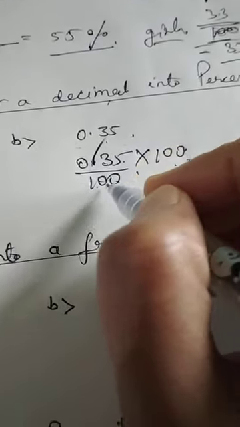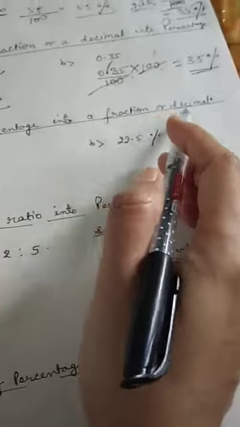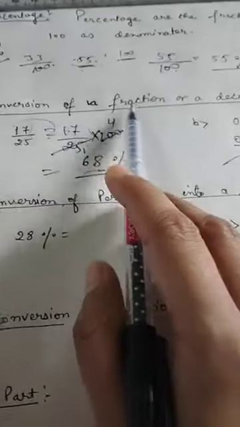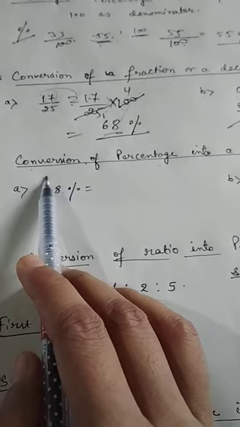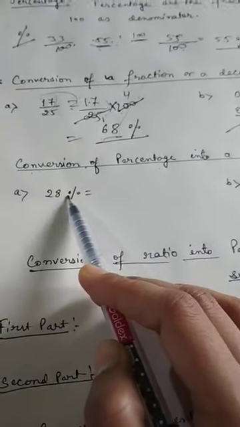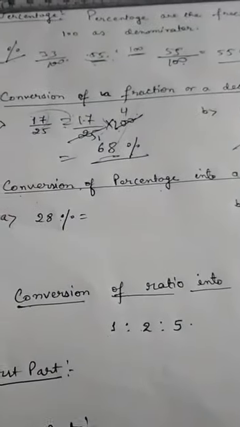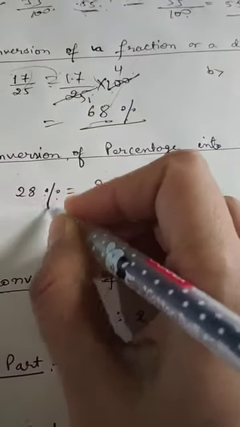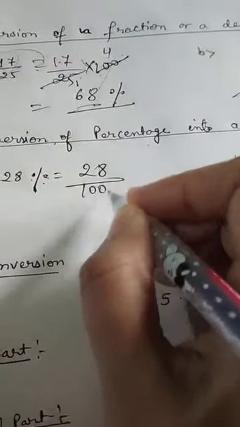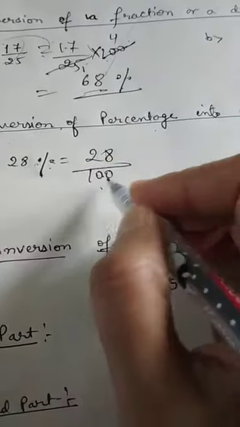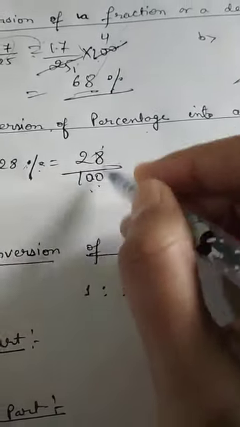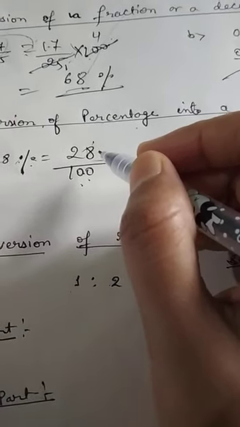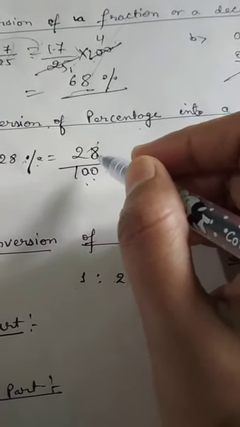Got it? Now understand how to convert a percentage into fraction or decimal. Here we have converted a fraction or decimal into percentage. Now we are going to learn how to convert percentage into fraction or percentage into decimal number. Just see properly. 28% means 28. This percentage means out of 100, you know. So we can write here 100 for this symbol. Remove this symbol and write here 100. Now this is the fractional form.